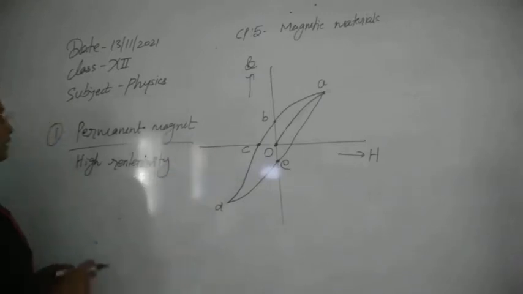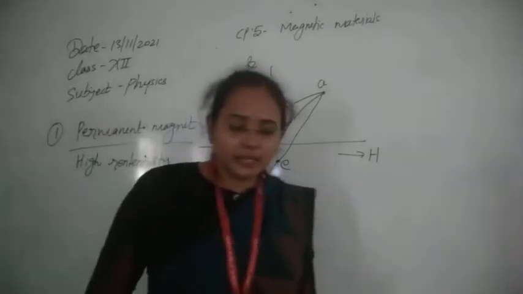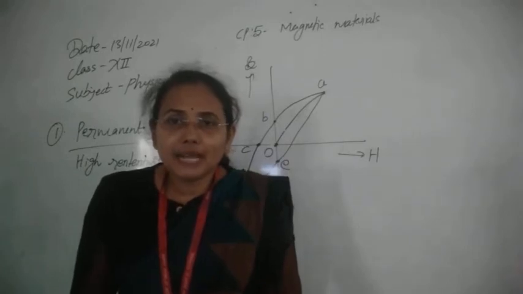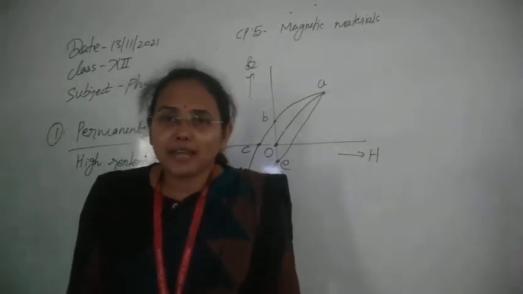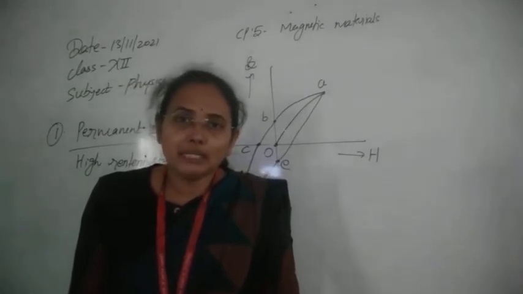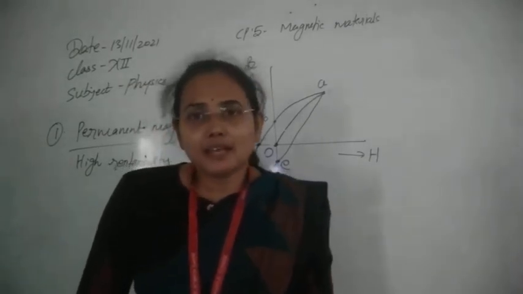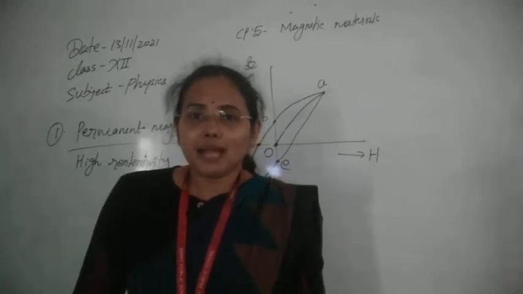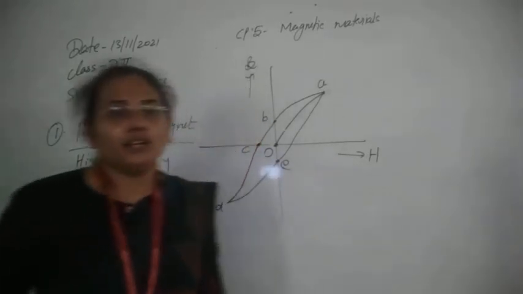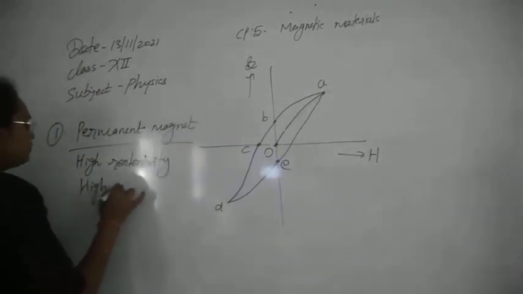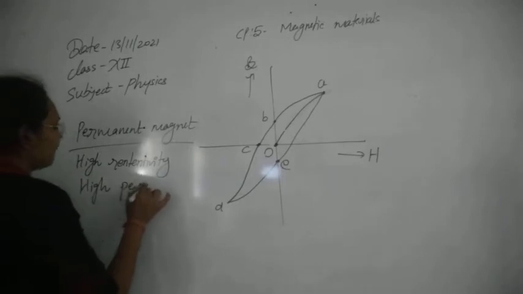The second property needed to construct a permanent magnet is high permeability. Permeability, you know, is the property of a material that predicts whether the magnetic field can penetrate inside, that is, whether magnetization can be induced there or not. As magnetization is induced in the material, the material can be easily magnetized and can retain the magnetic field. So permeability should be high for these kinds of materials or magnets.